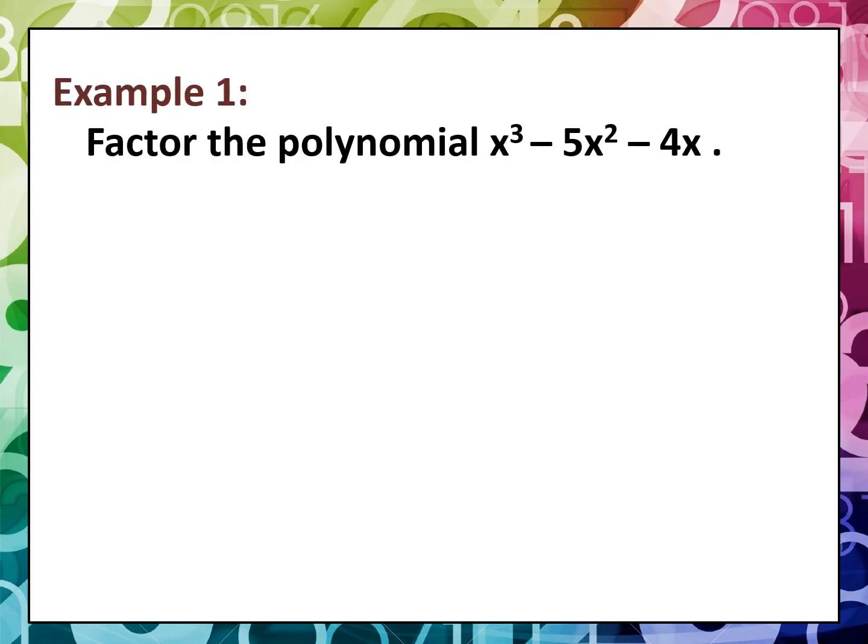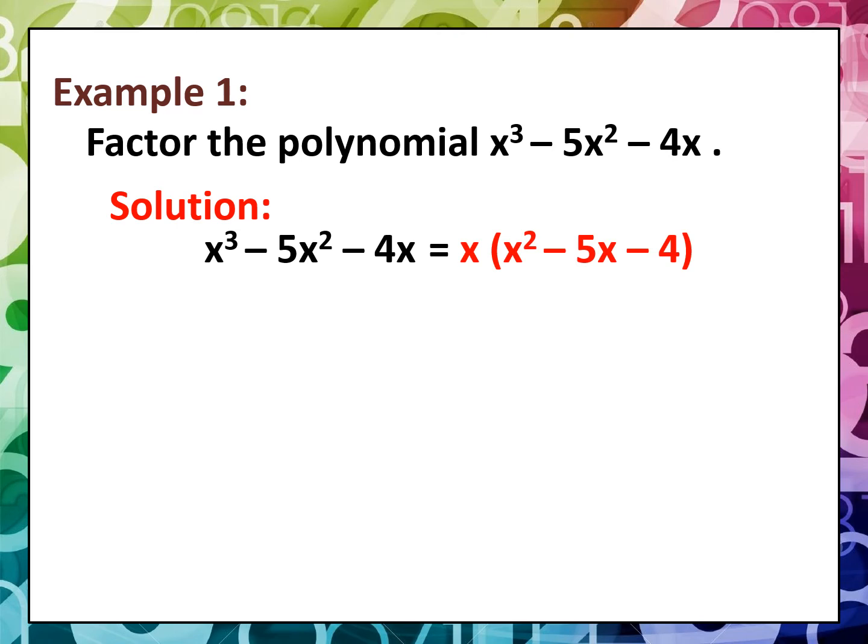I will give you some examples on how to factor polynomials. Example number 1. Factor the polynomial x cubed minus 5x squared minus 4x. To solve this, x cubed minus 5x squared minus 4x is equal to x times x squared minus 5x minus 4.